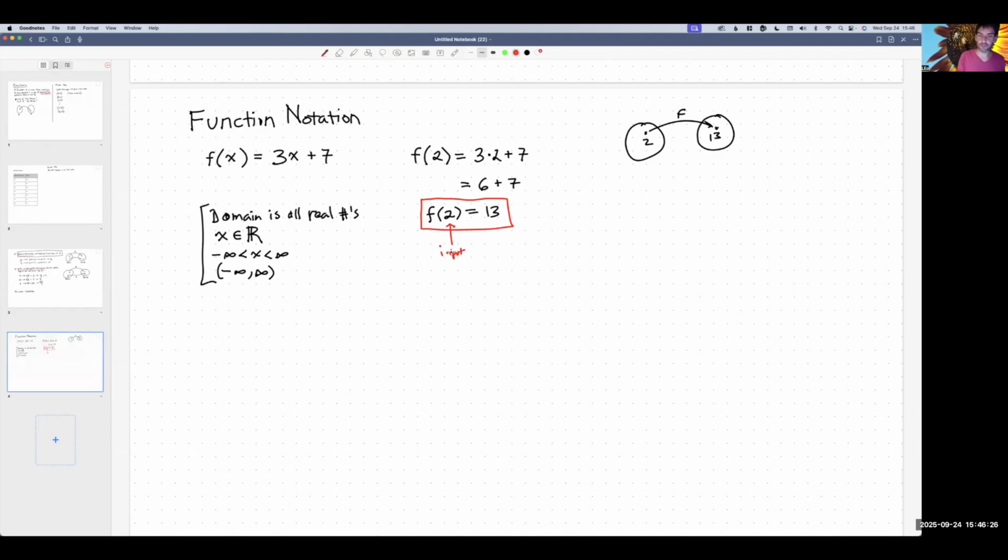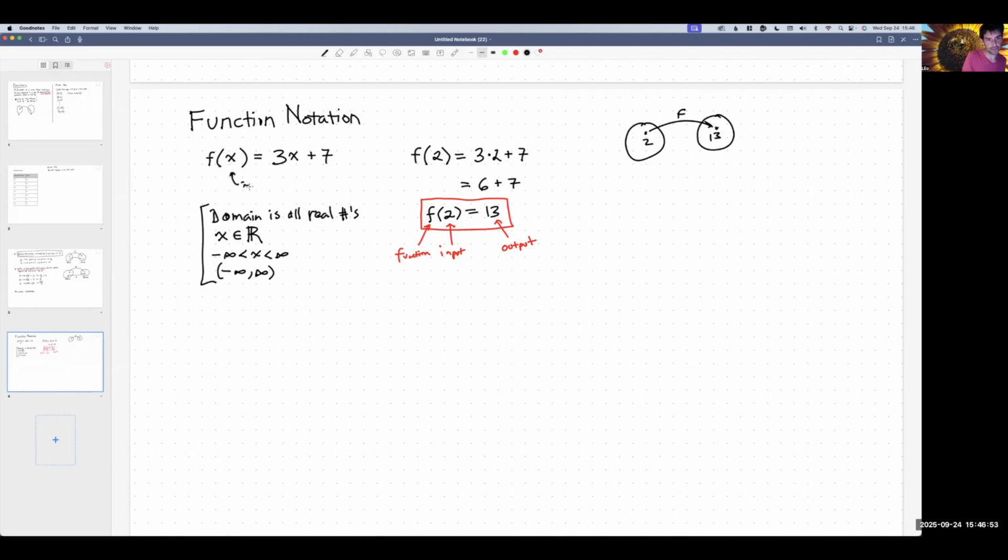And we know that if you take 2 and input it to the function f, right, our function is right there, that it gives us the output 13, right? All of that information is stored in that little compact set of symbols. Okay. So this is always how we think of our functions, right?